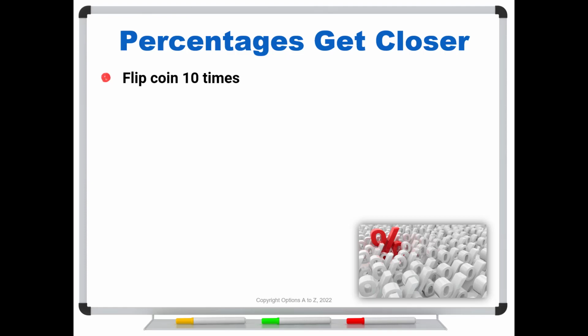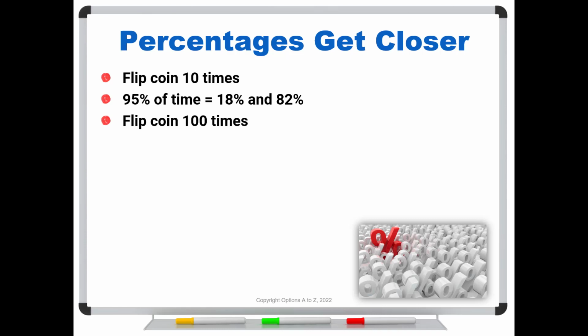So if we flip a coin 10 times, 95% of the time, you're going to find that you're somewhere between 18% heads and 82%. So do you see how big that range is in percentage terms? But if we flip the coin 100 times, 95% of the time, you're going to find that you're going to get 40 to 60% heads. So even though the number of heads was getting potentially bigger or smaller, that drift is getting bigger or smaller, the percentages, notice, are starting to shrink.